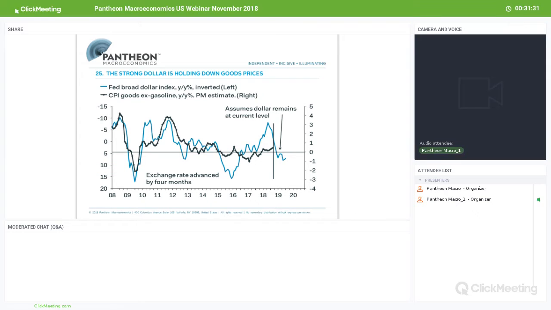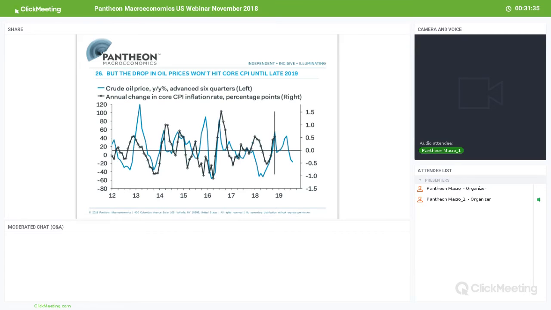The drop in oil prices over the last few weeks is not a big deal in the short term, because it typically takes about 6 quarters for a movement in oil prices to come through into the core CPI. So this here is the latest drop in oil prices. That's not going to come through into the core CPI until late next year. So it's not going to make a big difference in the short term. It is going to pull the headline rate down.